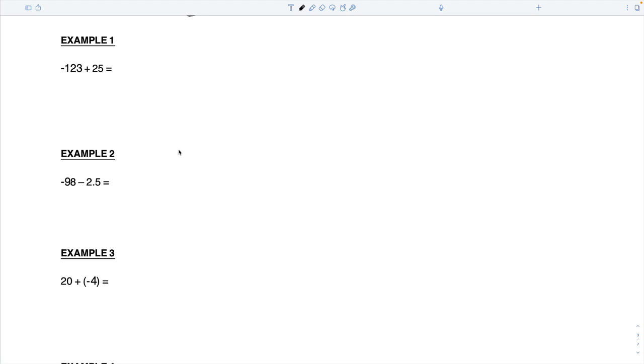The negative, the bad guy, and he wins by how many? Well, let's take away 25. I'm going to start at 123. Let's take away 25. 123, take away 25. They're fighting.